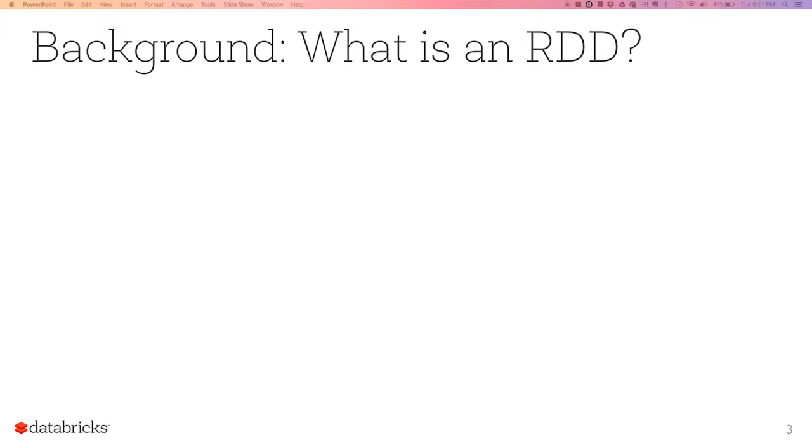So let me start off this talk with a little bit of background. What exactly is going on underneath the covers when you create an RDD in Spark? From a high level, an RDD really encodes three things. First of all, it encodes the dependencies that are basically used to construct that RDD. An RDD might be constructed from a text file, or it might be constructed from a list of other RDDs using some operations. So this is what it encodes.